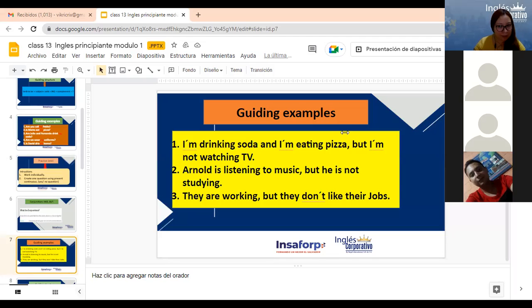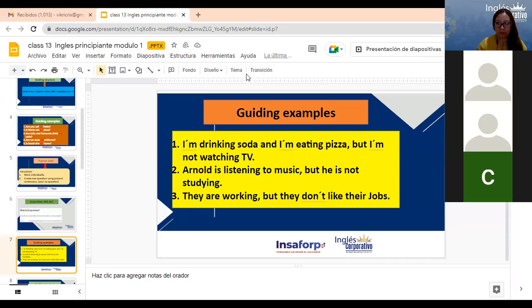Hay que repasar esas oraciones, José, porque todos acordémonos que deben llevar siempre la estructura: sujeto, verbo to be, verbo en ing, ¿verdad? O si es negativa, sujeto, verbo to be, not, verbo en ing, y lo demás es complemento, ¿ok? Solo es de que le tengo una repasada de las estructuras que ya vimos, ¿de acuerdo? Very good.